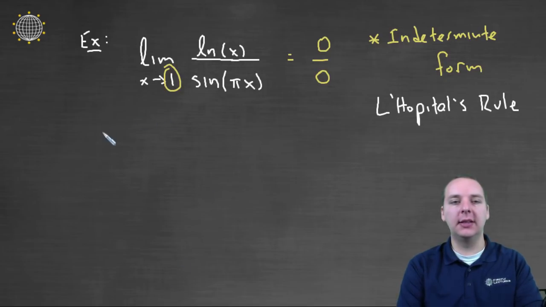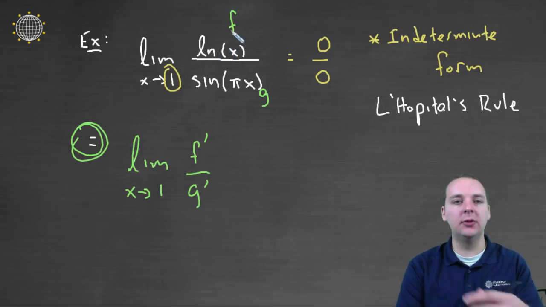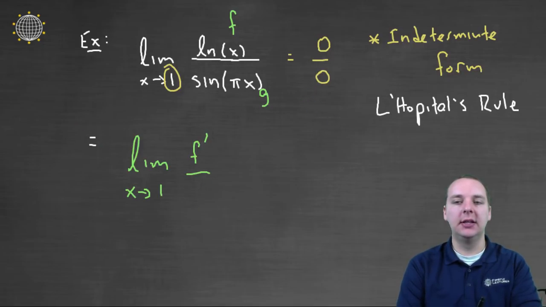So it works something like this. If we call this f and we call this g, then you can take the limit as x approaches 1 still for f prime over g prime, and it would be the same thing. This limit would equal this limit. And so hopefully by taking derivatives, something will change, and we won't get 0 over 0 like we did initially. So that's the idea behind L'Hopital's rule.